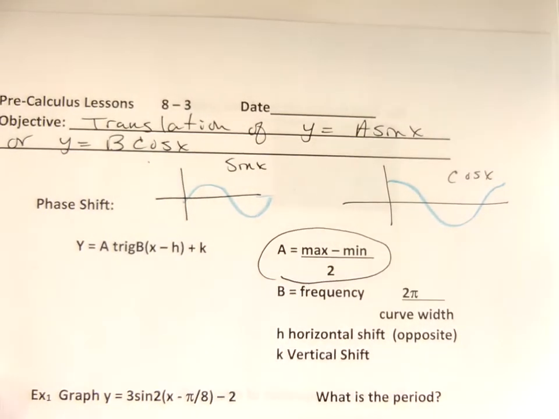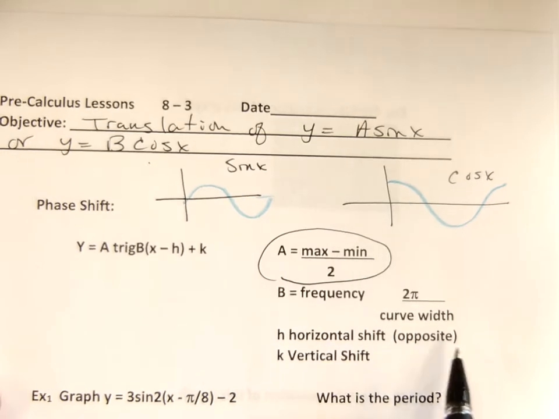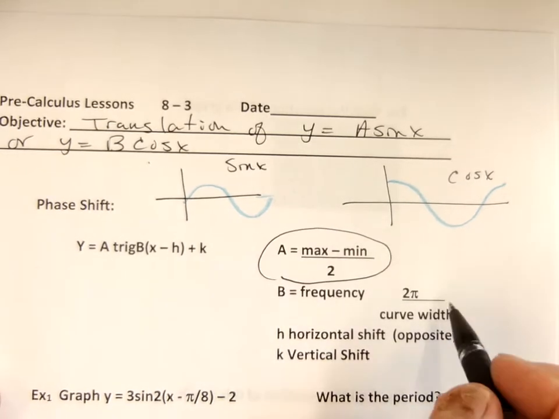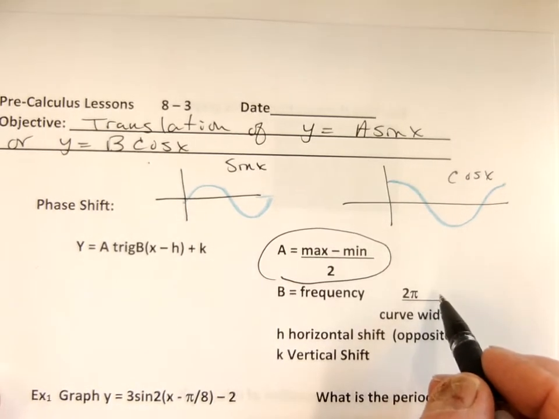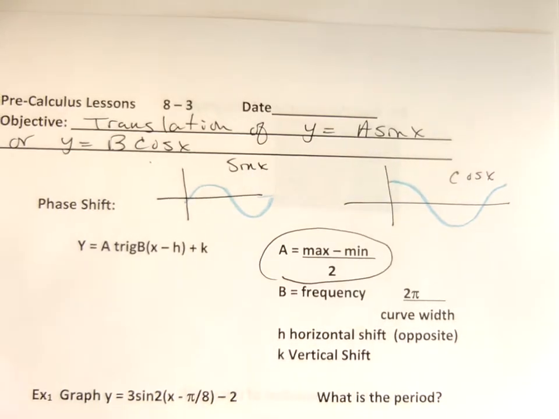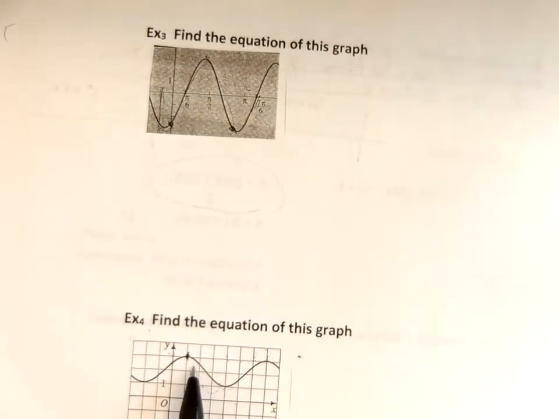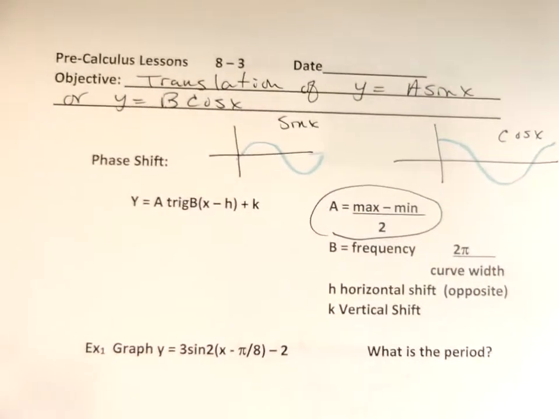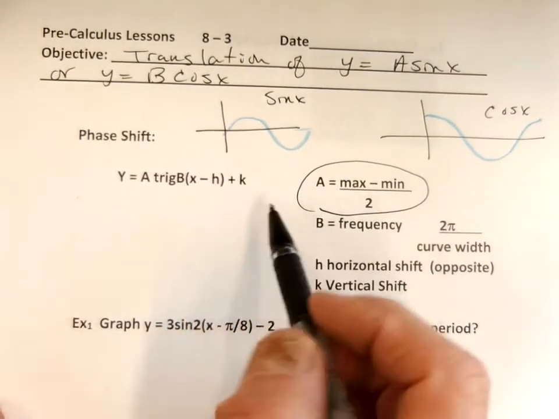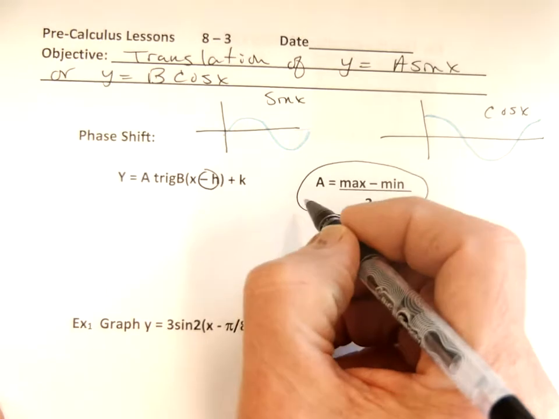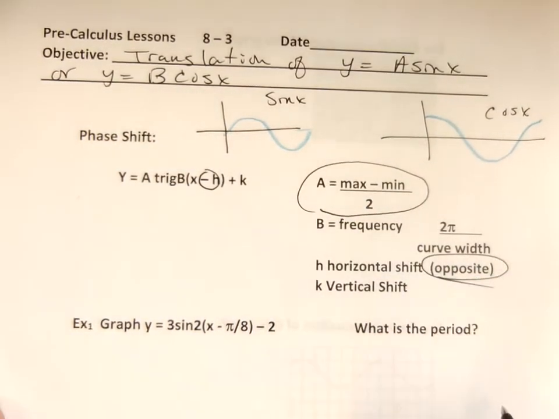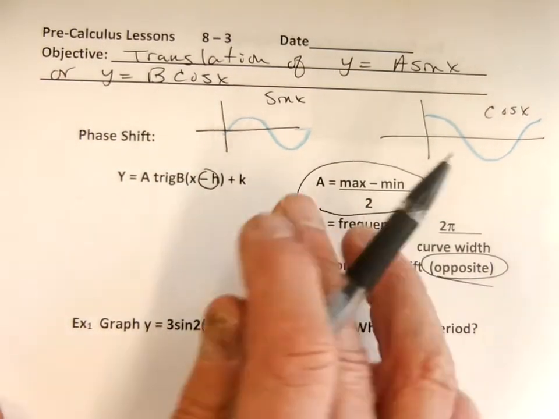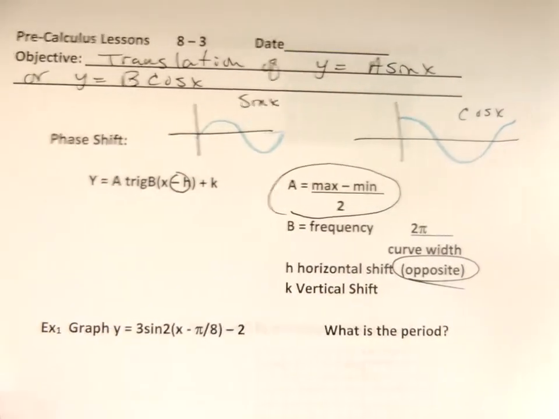Okay? The frequency, if it's hard to find the frequency, it's simply going to be 2 pi, always 2 pi for sine and cosine, divided by the curve width. So if we go over here, we want to find out what's the frequency. We take the curve width, 1, 2, 3, 4, 5, 6, 2 pi divided by 6, we can get the frequency, okay? Now the horizontal shift, again, because it says subtract, it's always going to be the opposite, right? And the vertical shift is just up or down, okay, which we've done before.